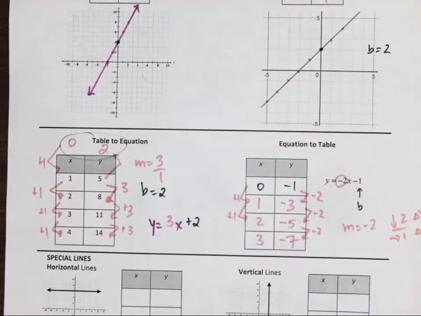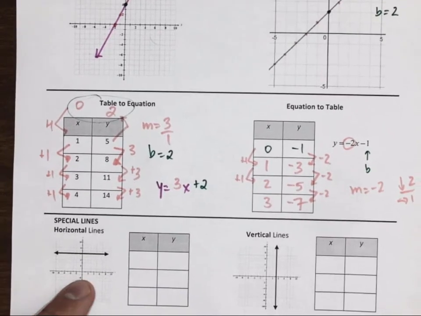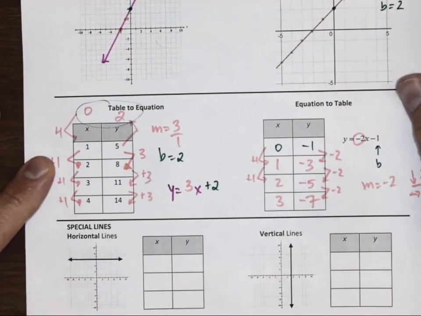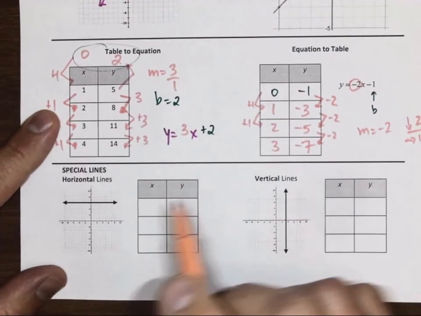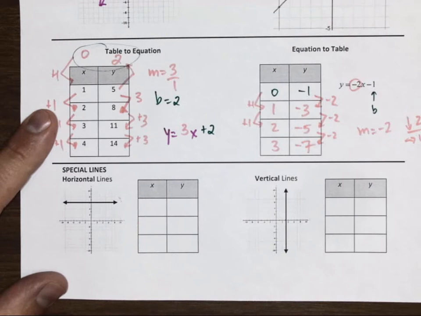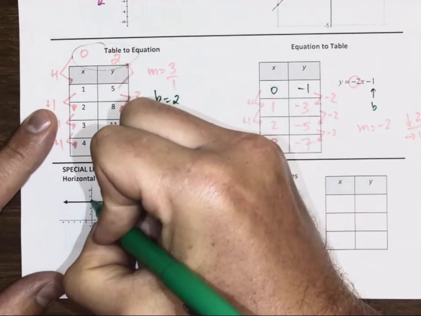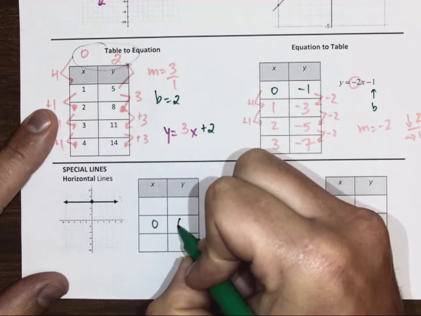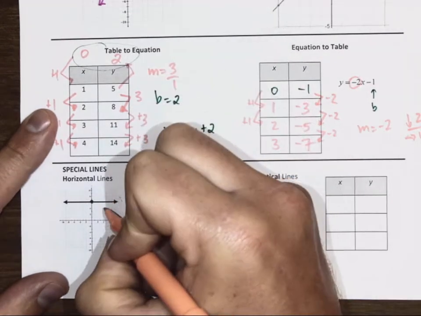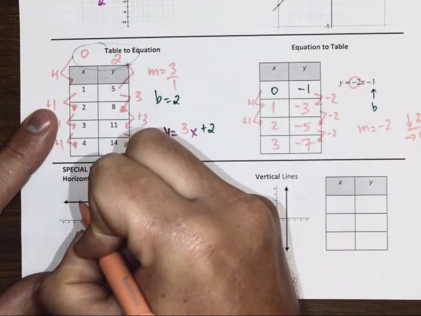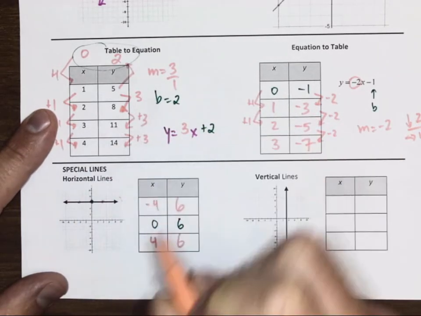Okay, let's look at our table. Special lines: horizontal lines and vertical lines. So horizontal lines, the horizon, all the way across. Let's see, if I choose any points, there's 0, and that looks like 1, 2, 3, 4, 5, 6. Let's choose, say, (4, 6), and let's go the same way, (-4, 6).